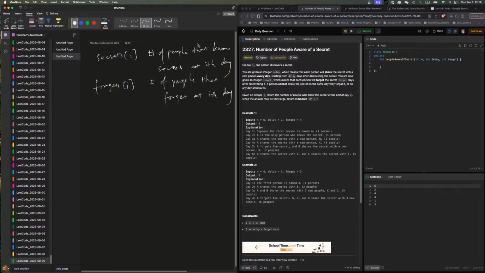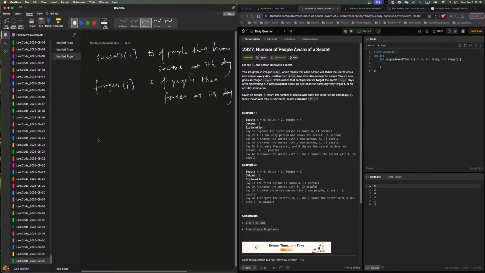So if I know secrets[i] and I know forgets[i], right? Forgets[i] means on the ith day we have that many people who need to forget. So secrets is already handled as forget.